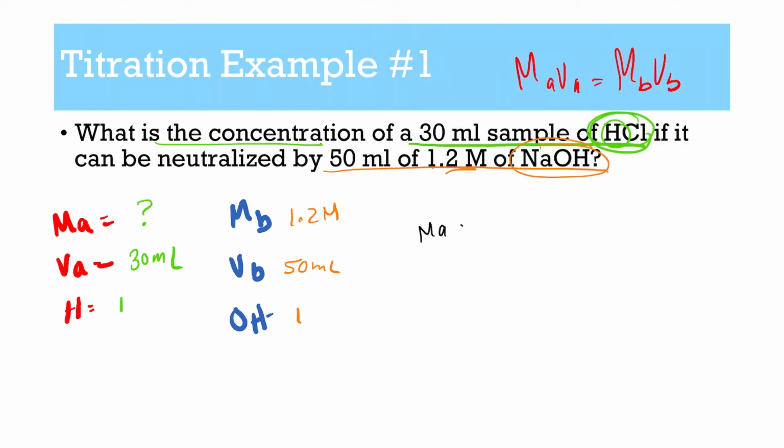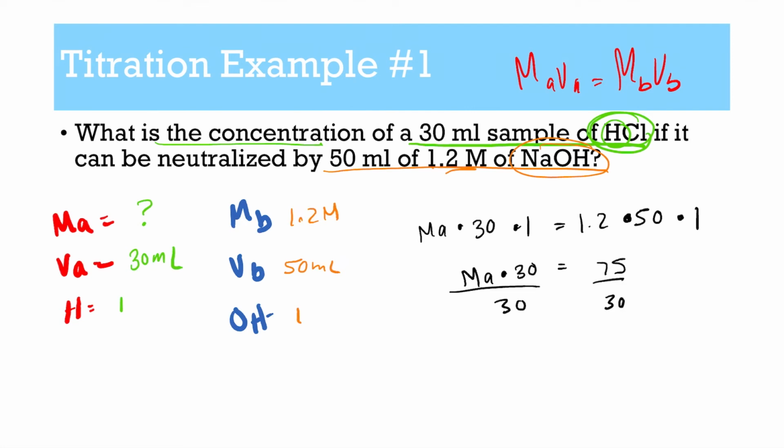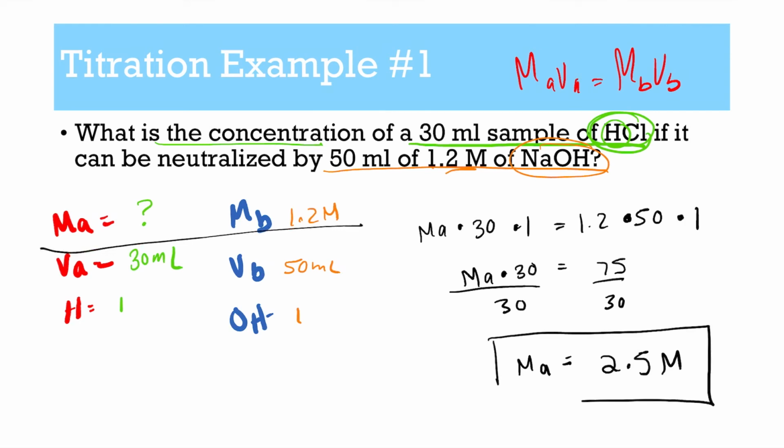So now that we have everything we need, we can plug in. So we get MA times 30 times 1 is 1.2 times 50 times 1. And so do some multiplication. MA times 30 times 1 is MA times 30. 1.2 times 50 times 1 is 75. We want to get MA by itself. Divide both sides by 30. The molarity, or the concentration of our acid, the number is 2.5. And our unit, remember, is M. Molarity is capital M. So you have a 2.5 molar solution. That's it.